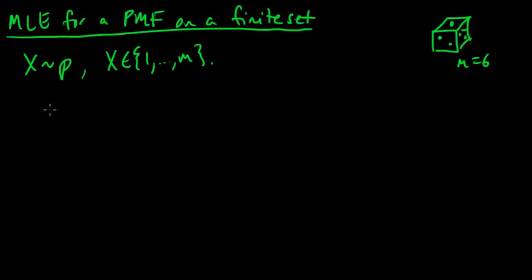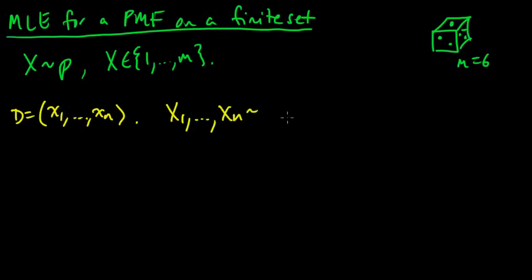So for the MLE, what's the setup? We want to figure out what the MLE is. As usual, we have some data, little x1 through little xn, and in this case, these are taking values in this set. And let's assume that we've got some random variables, X1 to Xn, that also take these values, and these are distributed according to p.